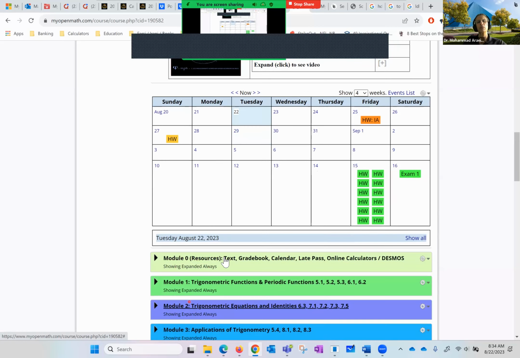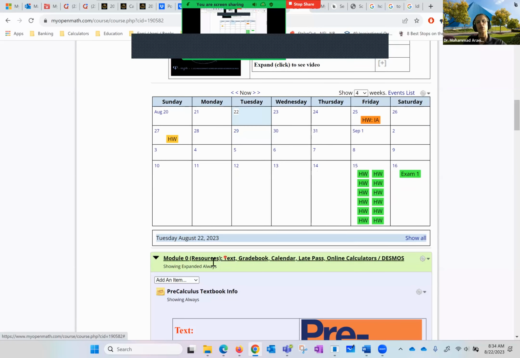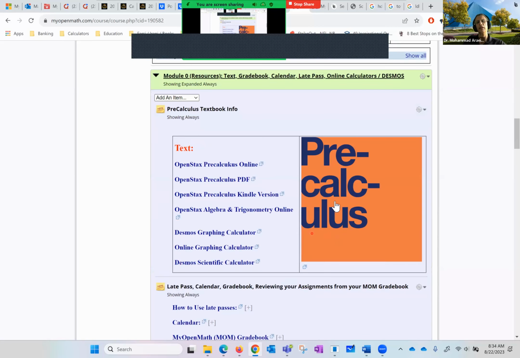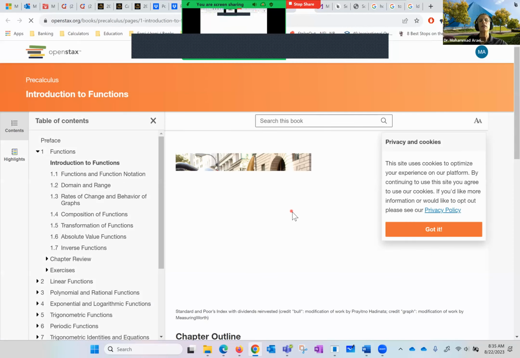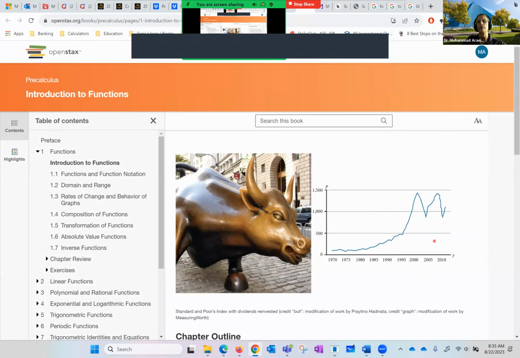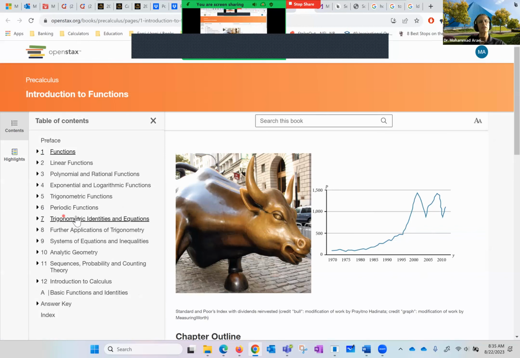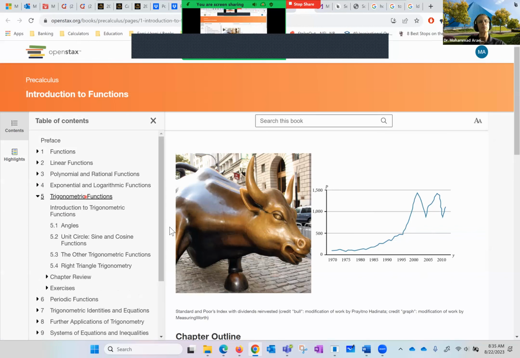So what is module 0? Let me quickly show you. Module 0 has the text. So these are various formats. If I click on the text, this is a free text. Okay. And basically the trigonometry starts from chapter 5, everybody. So it's free. And you don't have to purchase anything.